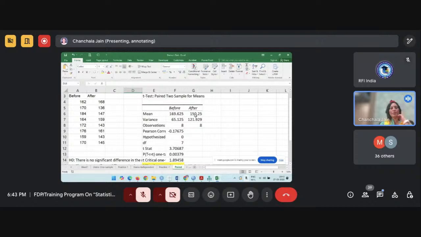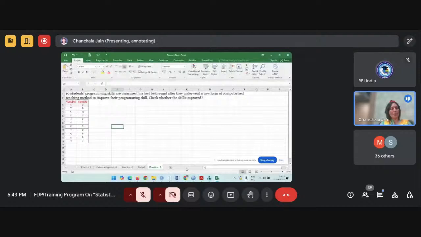Before opting for the diet plan, the mean weight was 169.625, and after opting it was 150.25. That means there is a reduction in weight. I can comment that the diet plan was effective because weight has reduced and the significant change was noticed by the test. Is it okay? Yes, ma'am. So this way we can perform a paired samples t-test using Excel. The next sheet is for your practice.